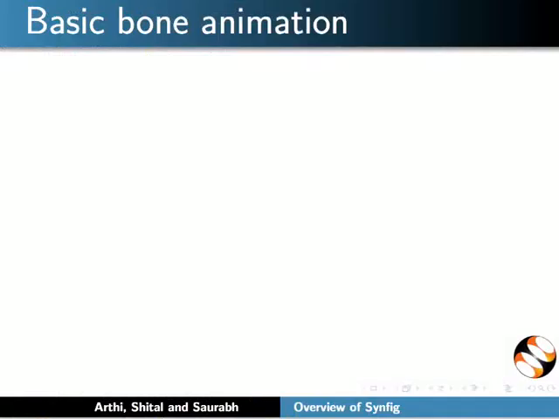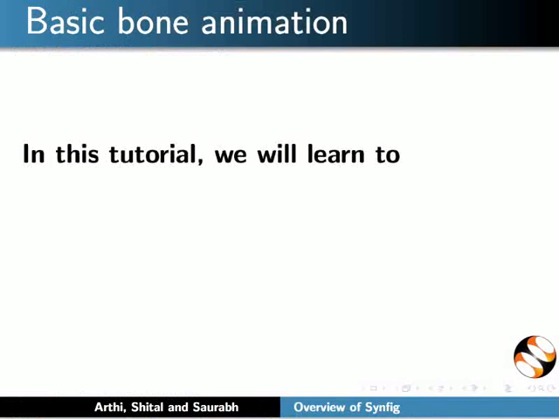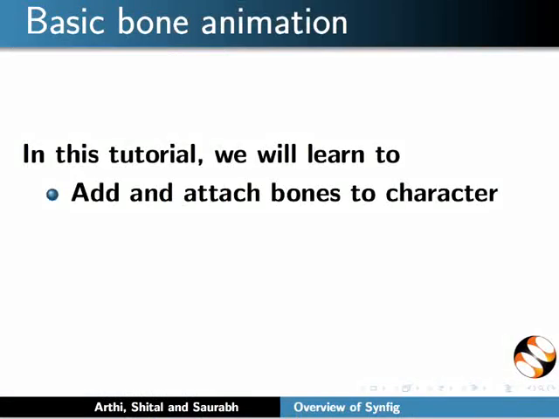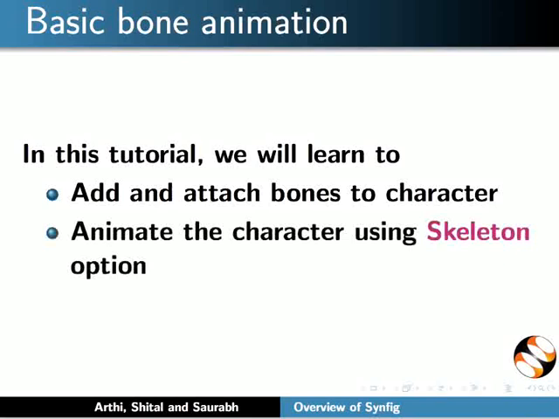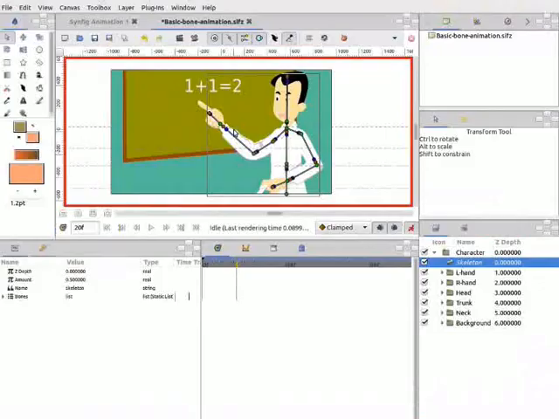The next tutorial is Basic Bone Animation. Here we will learn to add and attach bones to character, animate the character using skeleton option. Here is a glimpse of the tutorial. Select the blue dot of the bone, which is placed in the lower arm part of the right hand. Move the lower arm bone as demonstrated by moving the blue dot.